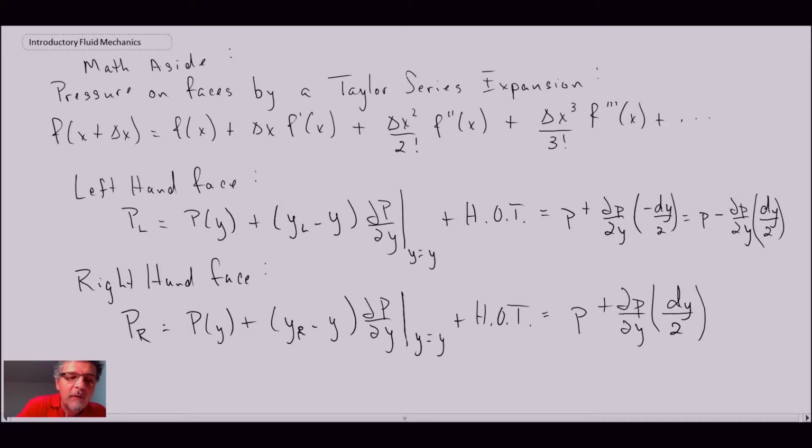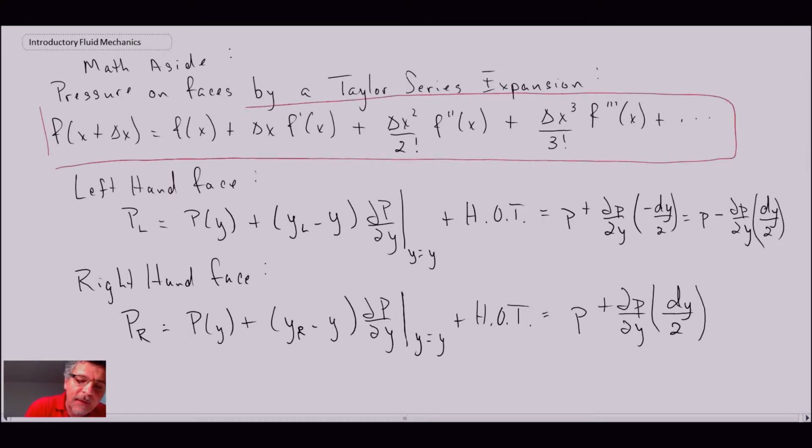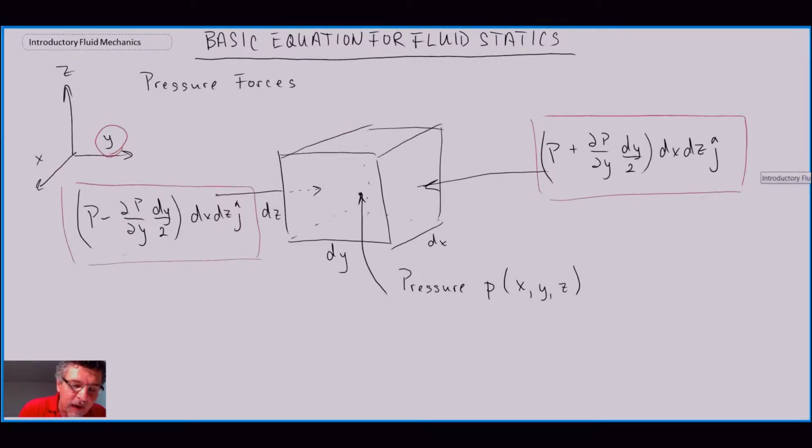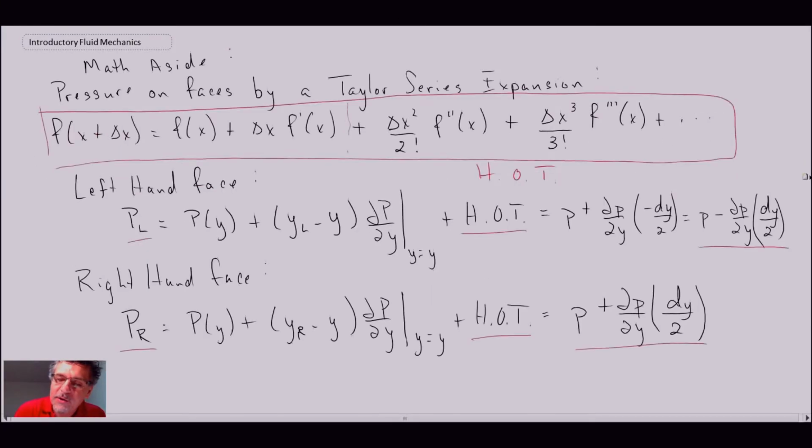Okay, so there, what we've done is we've used the Taylor series expansion. And so here's the Taylor series expansion. We've done this for the left-hand surface and the right-hand surface, and so that's PL and PR. What you can see is that we only go to the first derivative. And then these would be the higher order terms here, which would be second and third order, and we're neglecting those. And with that, we come up with an expression for the pressure on both the left-hand face and the right-hand face that, if we look back, you can see we have within our expression for the pressure. And in case you're wondering where the pressure came from, that is where it came from.